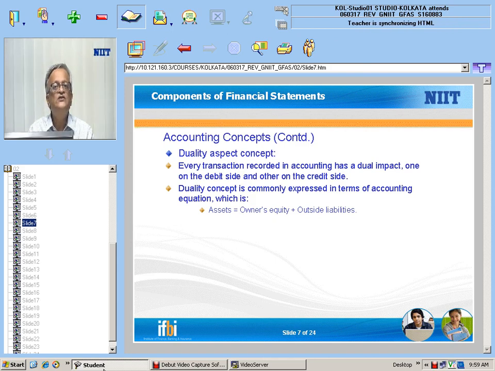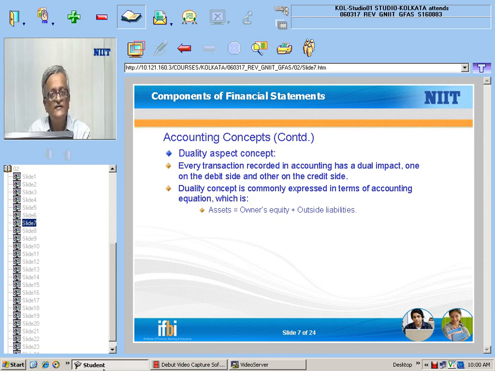Duality concept. Duality means two-sided. Every transaction recorded in accounting has a dual impact, one on the debit side and the other on the credit side. That means every transaction which is accounted for in the books of accounts has two aspects. What are these two aspects? One will be recorded in the debit side, the other will be recorded in the credit side.